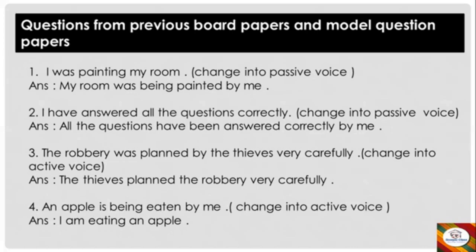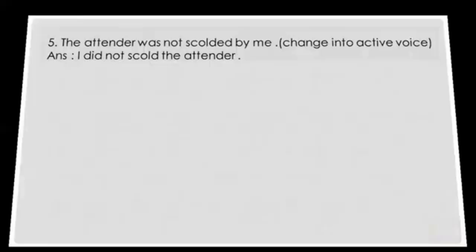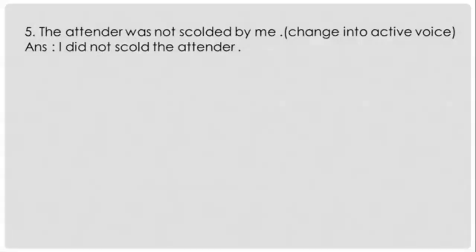Next, the robbery was planned by the thieves very carefully. Change into active voice. Here you have to read the question very properly, very carefully. You have to change it into active voice. Now the answer, the thieves planned the robbery very carefully. Next, an apple is being eaten by me. Change into active voice. Answer, I am eating an apple. Next, the attender was not scolded by me. Change into active voice. I did not scold the attender.